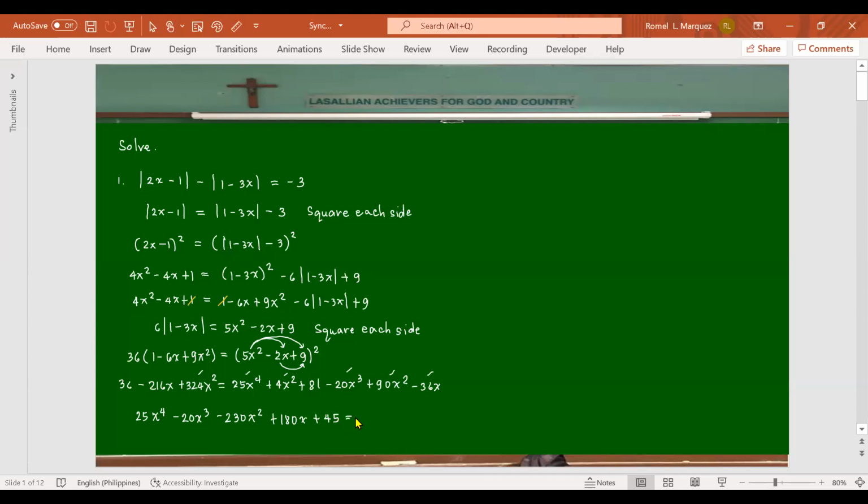Is that correct, children? This is divisible by 5, no? Every term. So let's divide by 5. 5x to the 4th minus 4x cubed minus 230 divided by 5, that is 46, negative 46x squared. And then plus 180 divided by 5.